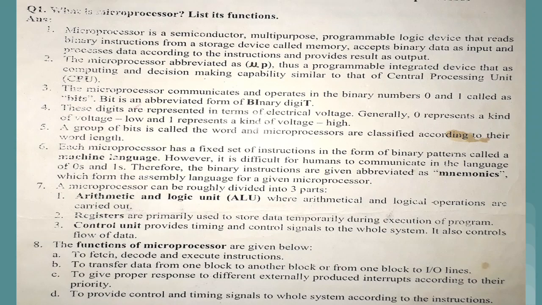Sometimes because of instructions also, some types of interrupts occur. So it's the job of the control and timing section of a microprocessor to give the proper signal. So this particular unit is very important. This is the fourth function of microprocessor, to provide the control and timing signal to the whole system according to the instructions.